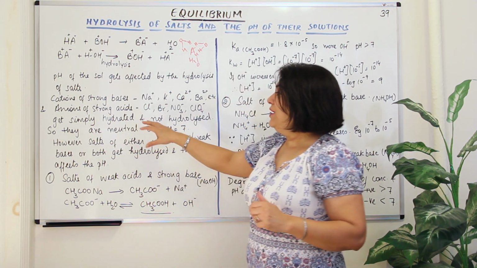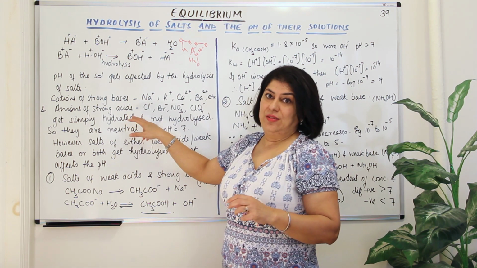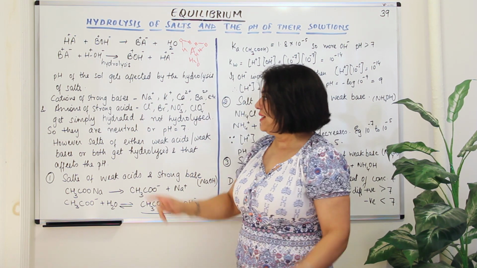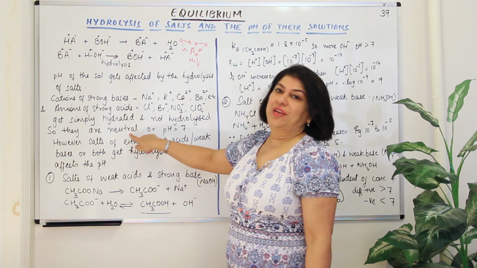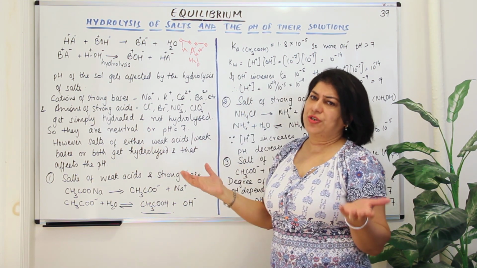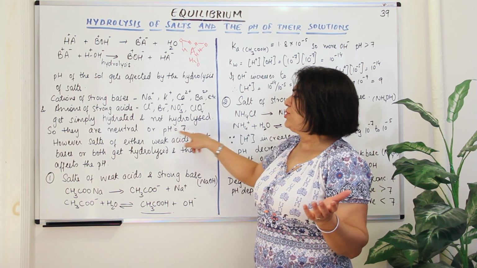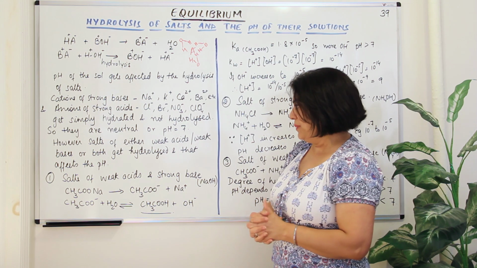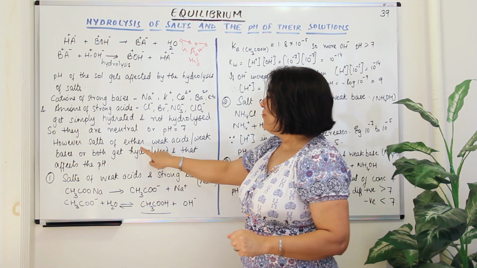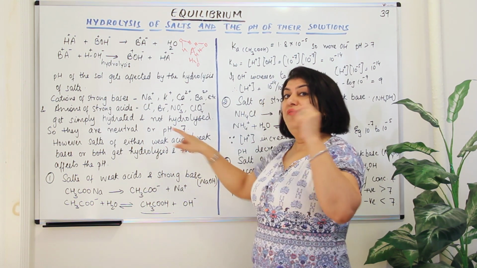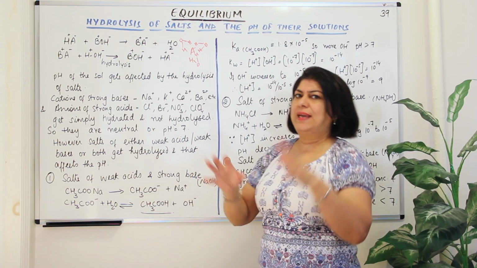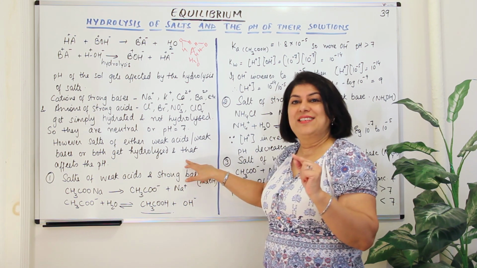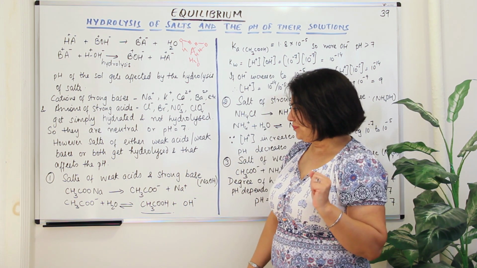So when the cations and anions of strong acids and strong bases only get hydrated, they do not affect the pH. The pH of water is 7, and therefore the pH of that solution also remains 7. It does not cause an effect on pH. However, salts of either weak acids or weak bases, or both weak acid and weak base, get hydrolyzed, and that affects the pH. How?